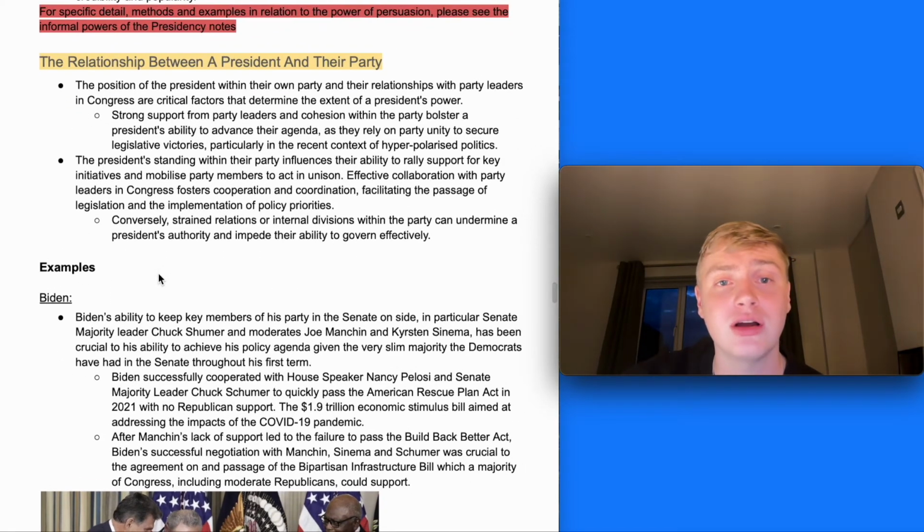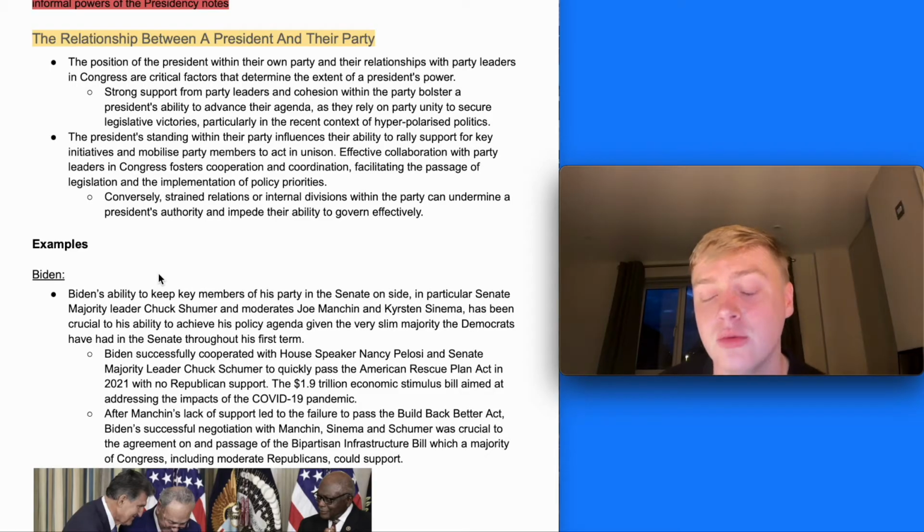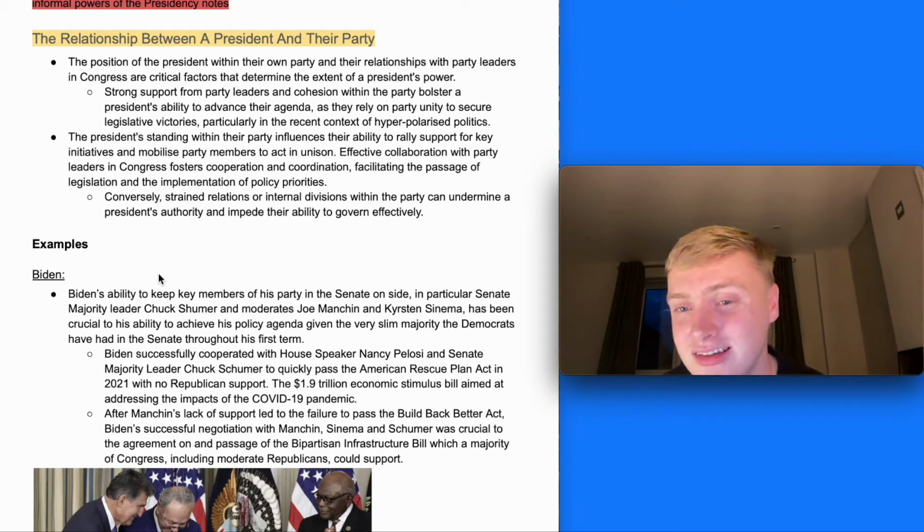And the final key thing we're going to look at before we look at timing is the relationship between a president and their party, which is really important to how powerful the president is and how effectively they can exert power over the legislative process. Strong support from party leaders and cohesion within the party bolster a president's ability to advance their agenda, as they rely on party unity to secure legislative victories, particularly in the recent context of hyperpartisan politics, where often bills are getting passed with no support from the other party.